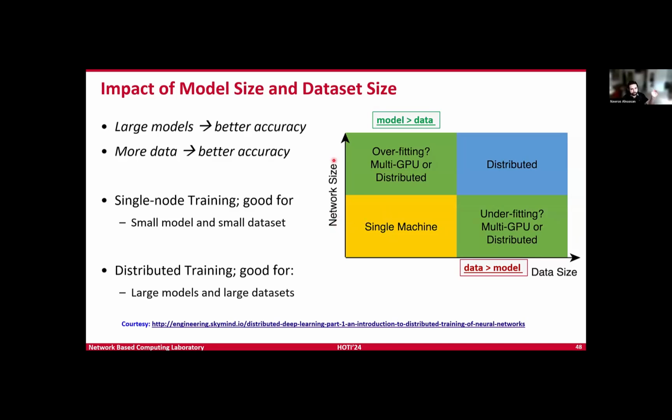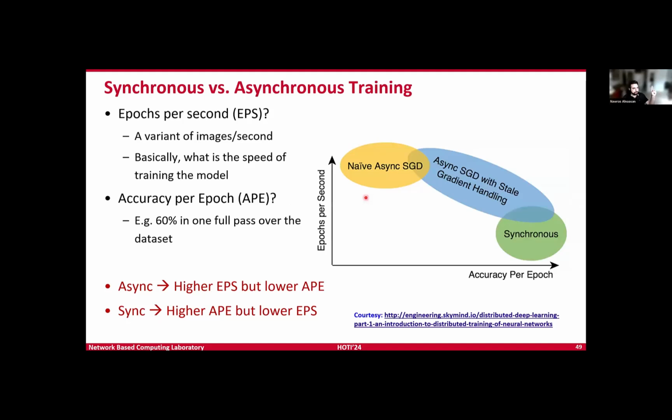You're going to get the best performance out of it. But if your network size increases, maybe you'll need multi-GPU training. Same thing when your data increases, you'll also need multi-GPU training, even for the small model sizes. But if you have large models and large data sets, then you'll definitely need distributed training. Otherwise, either your model will not fit in the first place in the single machine, or if your data set is very, very large, it's going to take a very long time to finish the training.